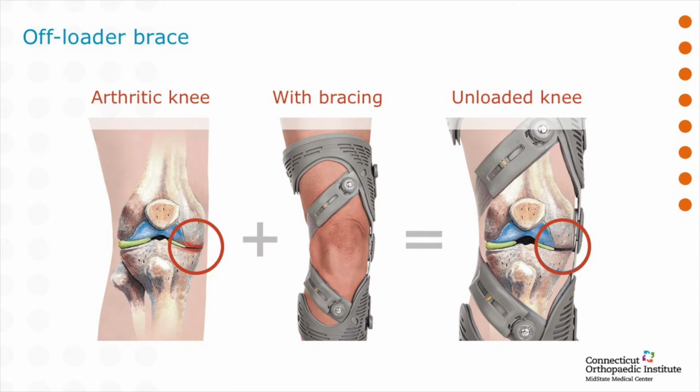Another helpful conservative treatment option can be a brace. There are many different kinds of braces that you can get both in your local pharmacy and by prescription. The most useful is typically what's called an offloader brace, and it essentially applies a gentle force to your knee to try to reopen the space that was closed down due to the arthritis.